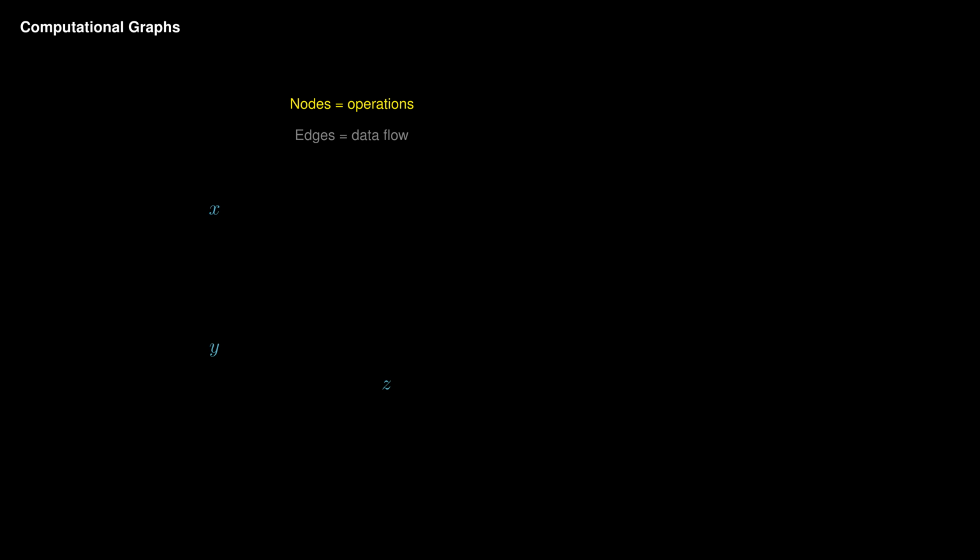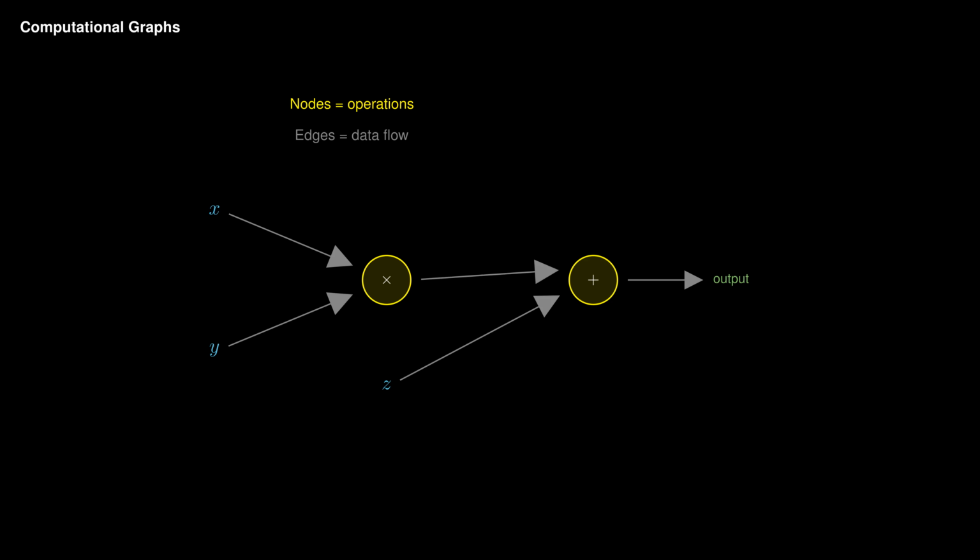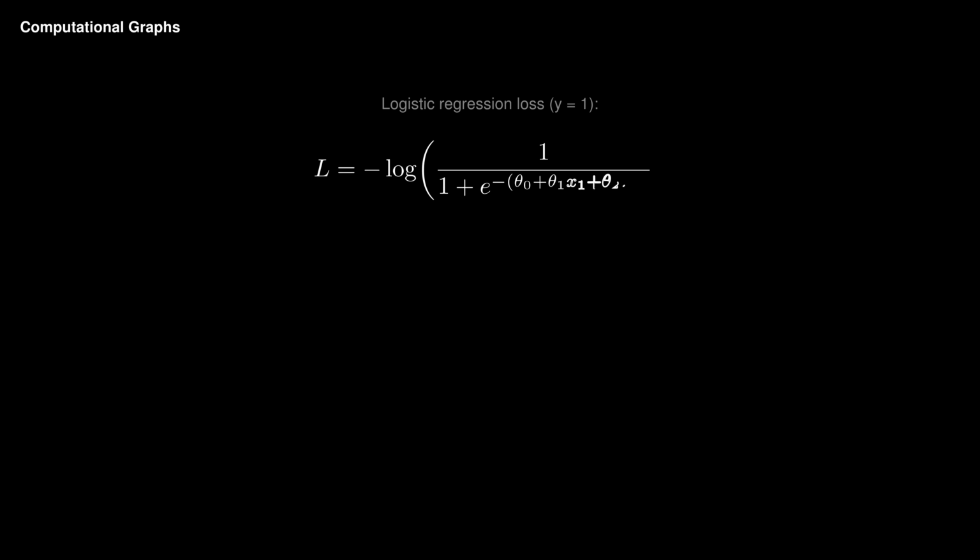A computational graph has two parts. Nodes represent operations like addition, multiplication, or exponentiation. Edges carry data, the variables and intermediate values flowing between operations. Data flows from inputs on the left to the output on the right. Let's build one for a concrete example.